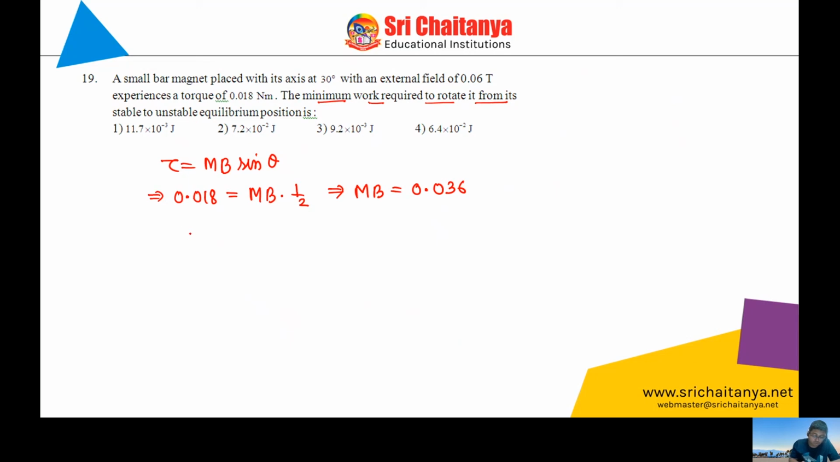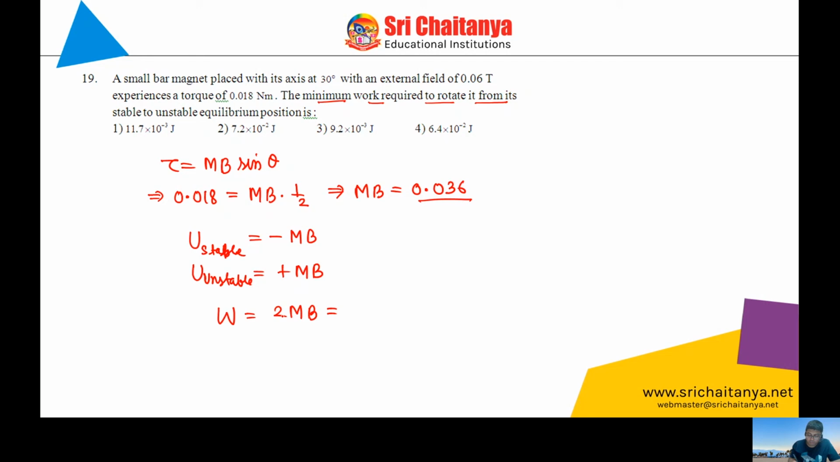When the bar magnet is stable, it makes an angle of 0° with the magnetic field. Its potential energy will be simply minus mB, and when it is unstable, its potential energy will be simply plus mB. So the work done here will be nothing but the change in potential energy, which will be equal to 2 times mB, and mB's value we have already got.